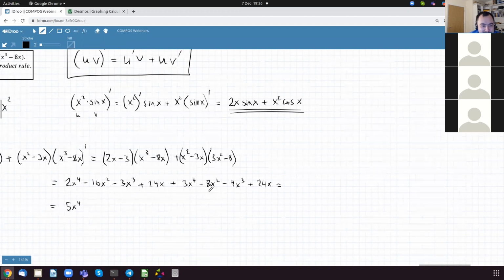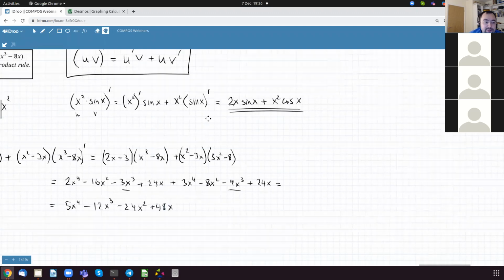And the cubes is minus 12x cubed. And then the squares, so that's minus 24x squared. Then, oh wow, no term without an x, so plus 48x. So that's the derivative using the product rule.